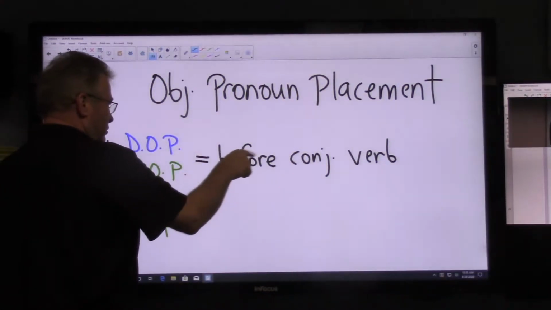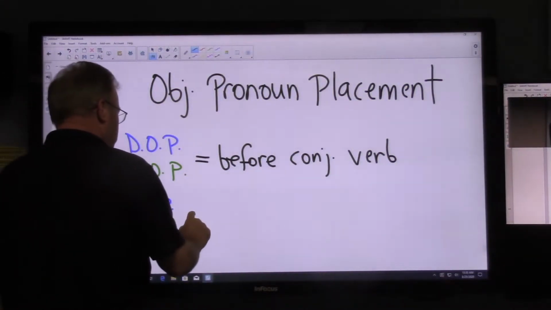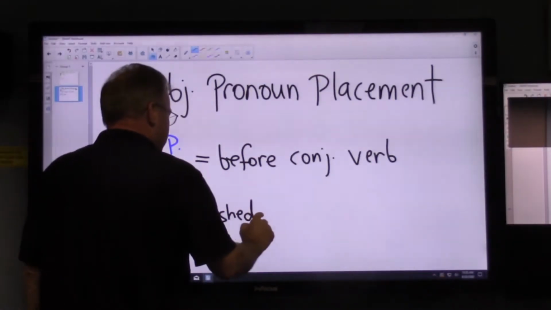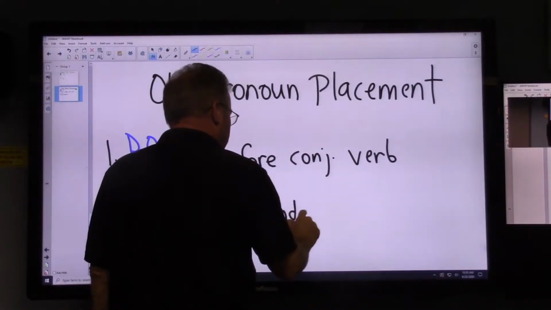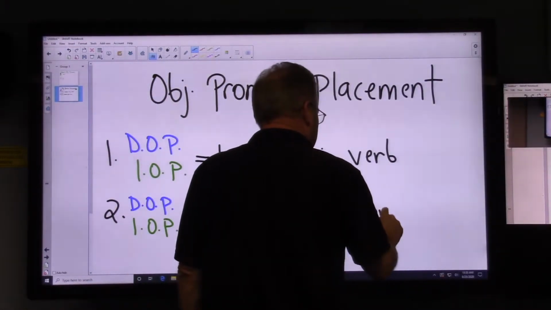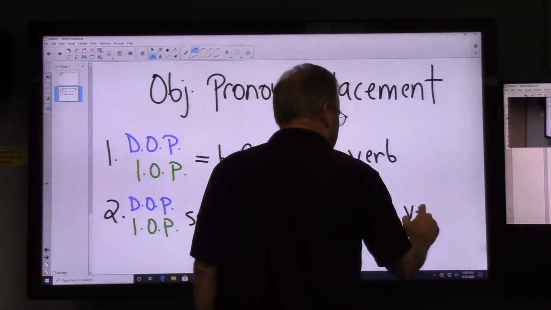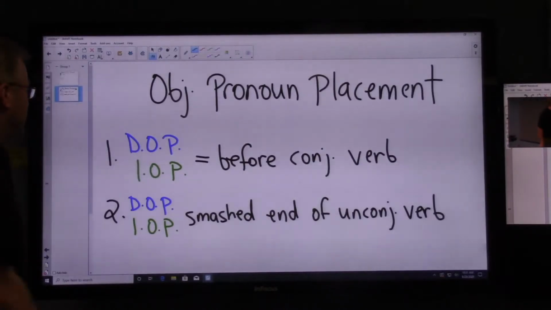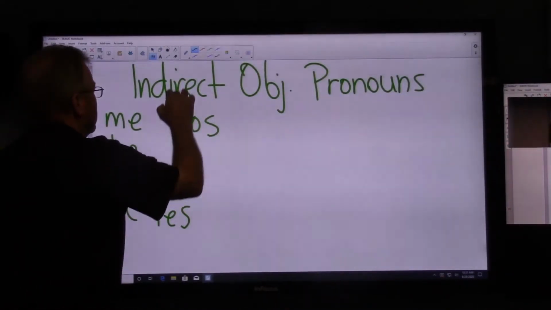Rule number 1, either before the conjugated verb, or rule number 2, smashed on the end of an unconjugated verb. Okay, let's see what that looks like. Let's go back to our sentence here.